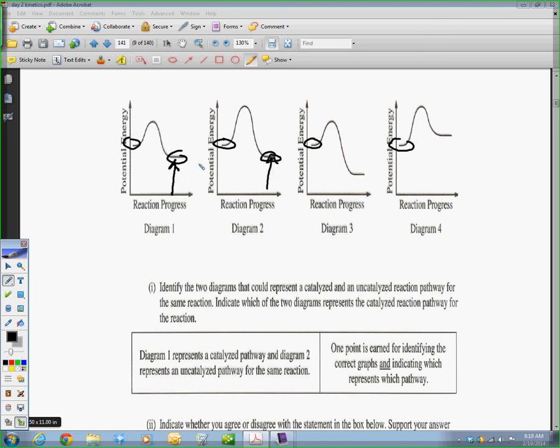And these 2 reactions represent an exothermic reaction because the products have less potential energy than the original reactants. The only difference between these 2 reactions is the height of this peak. This one here and this one here. This is the reaction without a catalyst, and this is one with a catalyst because the height of the peak has gone down. That's a typical type of question you would see related to potential energy diagrams.